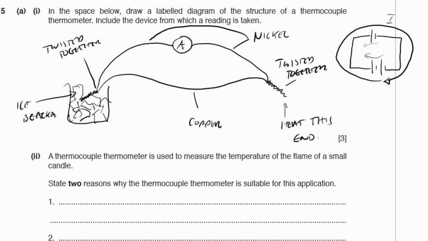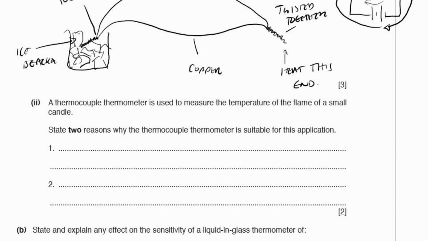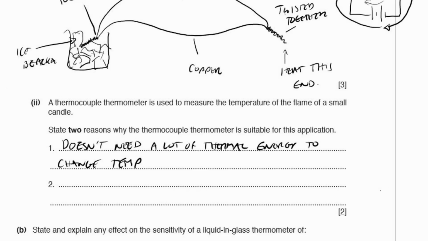Excellent. Now, a thermocouple thermometer is used to measure the temperature of the flame of a small candle. State two reasons why a thermocouple thermometer is suitable for this application. Well, number one, it doesn't take a lot of heat to heat it up. It's just a little wire, so it doesn't need a lot of thermal energy to change temperature. And another one, it's suitable for high temperatures.